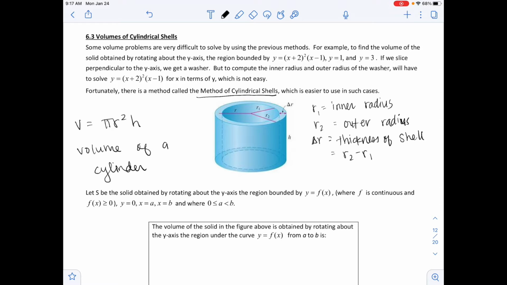And then R, if you notice, goes in between that thickness. So R is going to be equal to that midpoint between them. So R1 plus R2, and then dividing that quantity by 2.